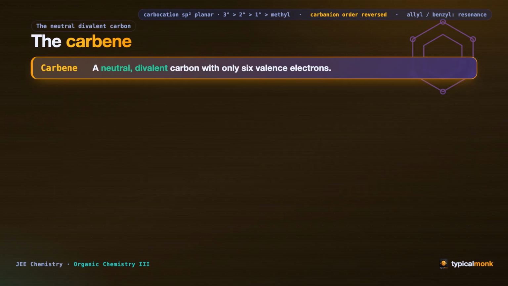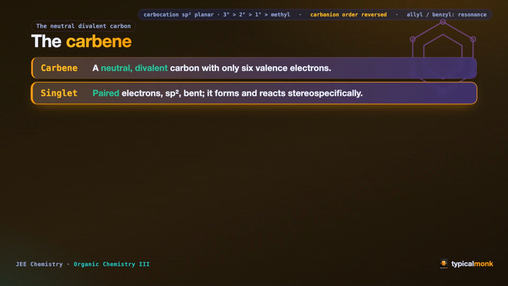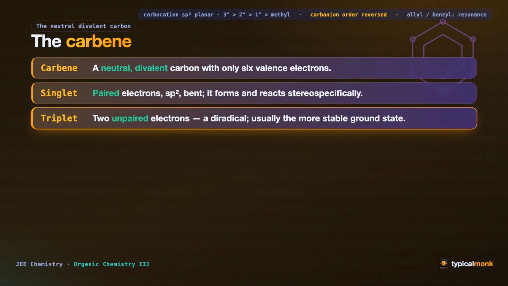Now the odd one out, the carbene. The carbene, a neutral divalent carbon with only 6 valence electrons. The singlet, its electrons are paired, it is sp2 and bent, and it forms and reacts stereospecifically. The triplet, it has 2 unpaired electrons, a diradical, and it is usually the more stable ground state.